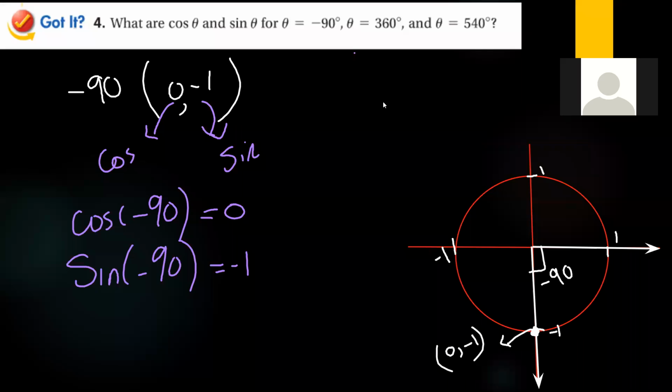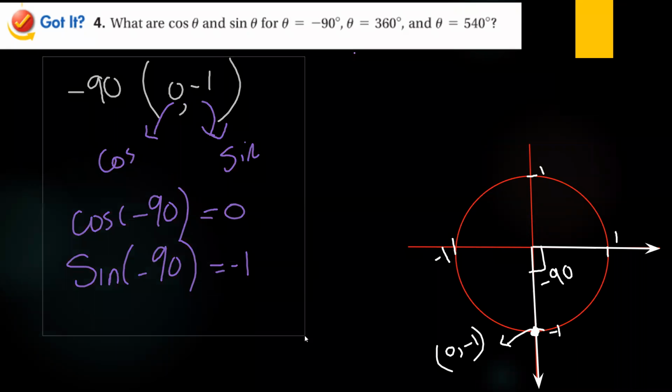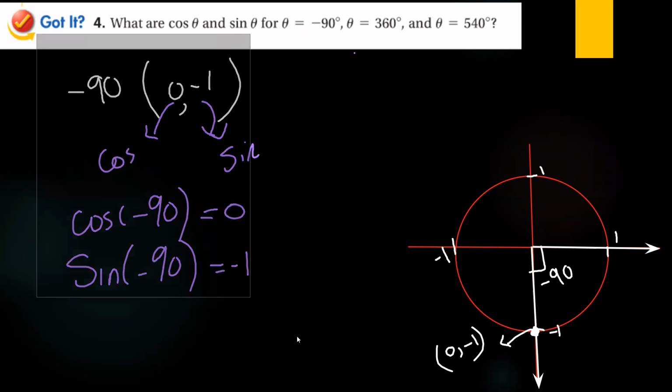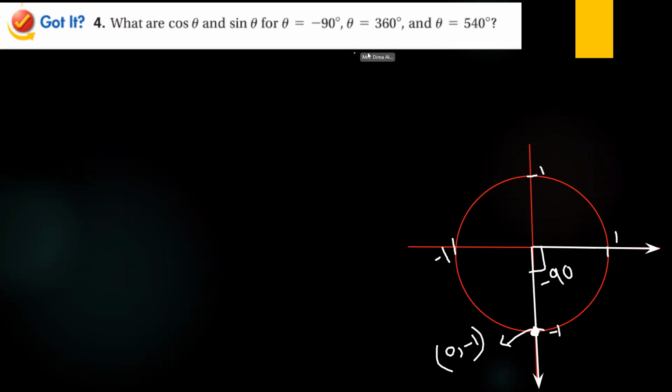Yeah. So here you have to draw where the angle negative 90 is. After that, you have to find the coordinate of this angle on the unit circle. This coordinate indicates the sine and the cosine for this angle. Let's have another angle, which is 360. Now, where is 360?